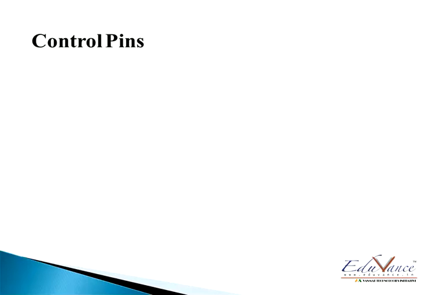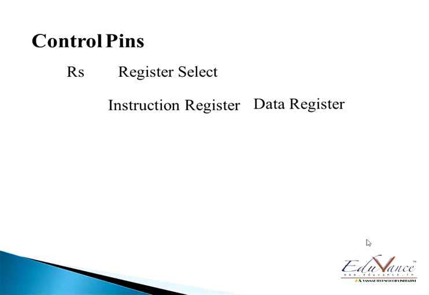Let's move further to control pins. We have 3 control pins. First is RS, which is register select, choosing between the instruction register and the data register. When we give a 0 to the register select, the instruction register is selected, and when we give a 1, the data register is selected.